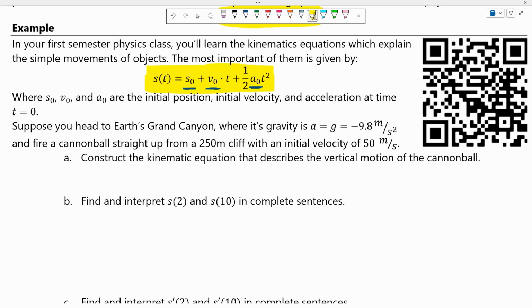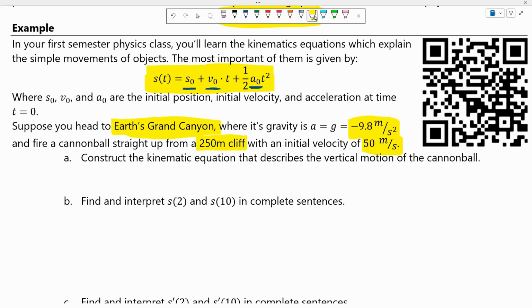Suppose we head to the Earth's Grand Canyon. And we know that the gravity for Earth is this, negative 9.8 meters per second squared. What we're going to do is grab a cannonball and shoot it straight up in the air. We are going to be on a 250 meter cliff, and the initial velocity when we shoot it out of the cannon is going to be 50 meters per second.